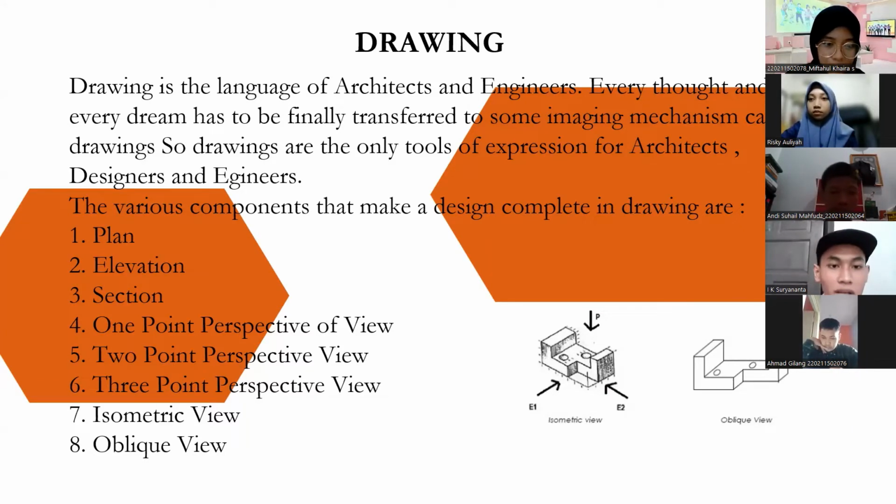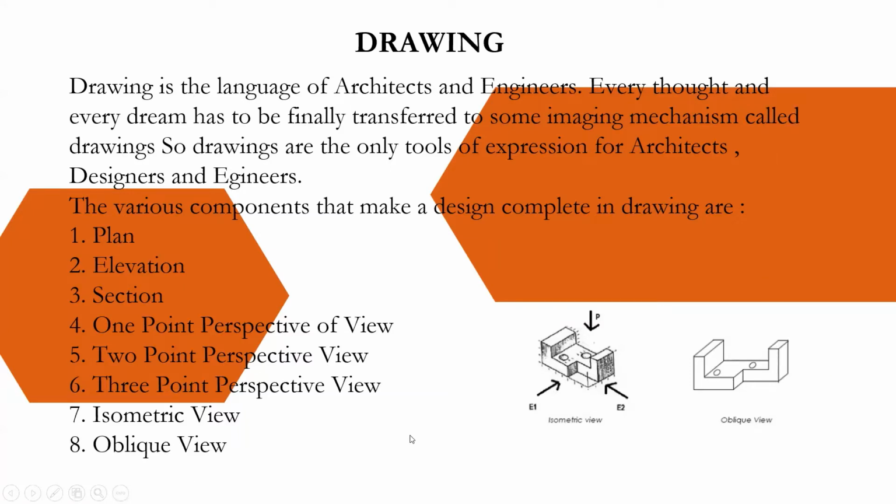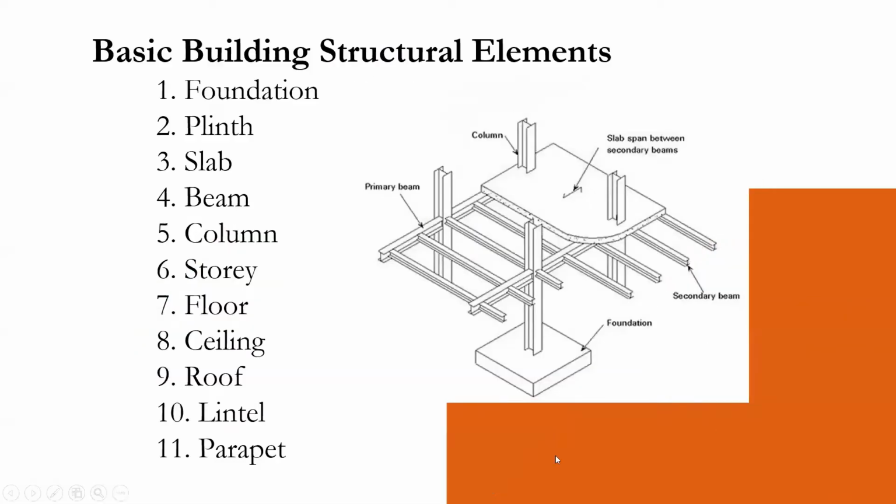The various components to make a design complete in drawing are plan, elevation, section, one-point perspective view, two-point perspective view, three-point perspective view, isometric view, and oblique view. Basic building structural elements. Those are foundation, plinth, slab, beam, column, story, floor, ceiling, roof, lintel, and parapet.